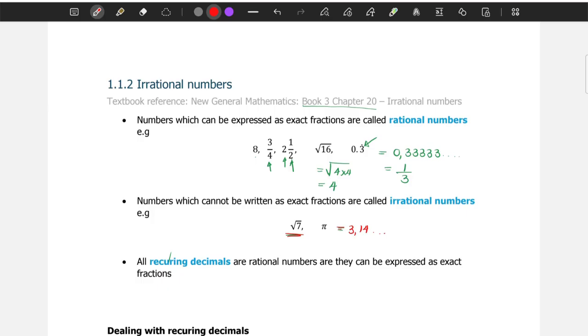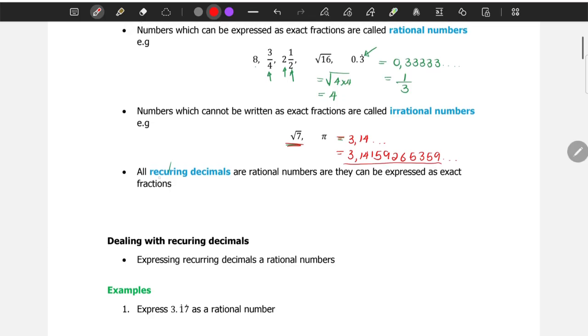So for example, if we were to write pi further than 2 decimal places, it is 3.14159265359 and on and on and on. As you can see, there is no specific pattern being formed after the decimal place.